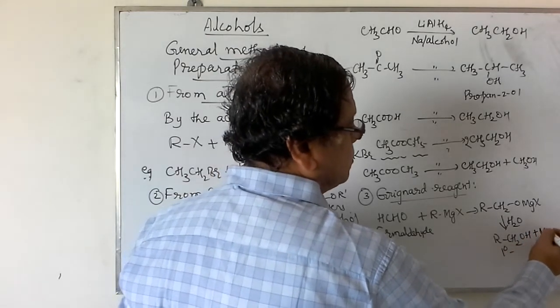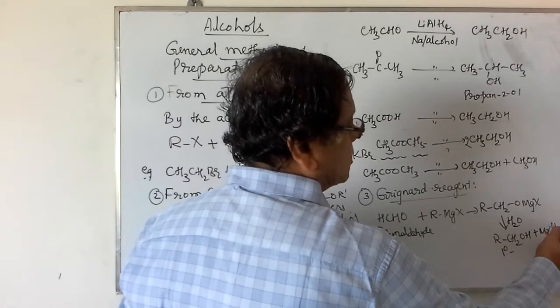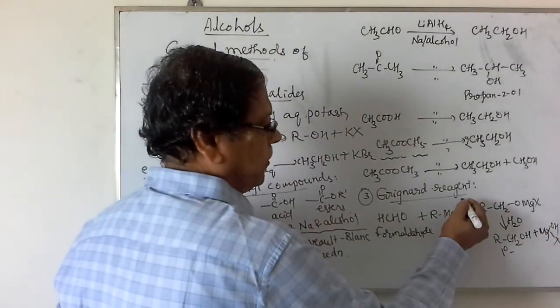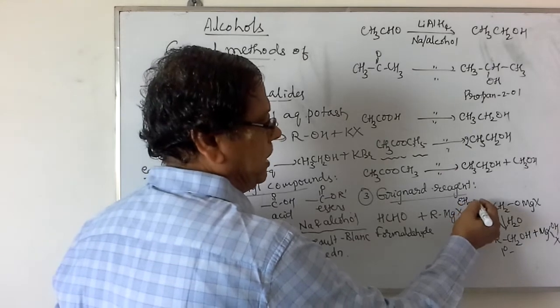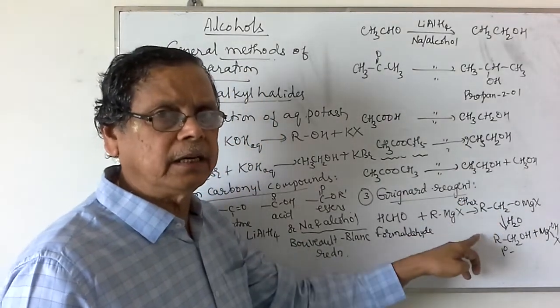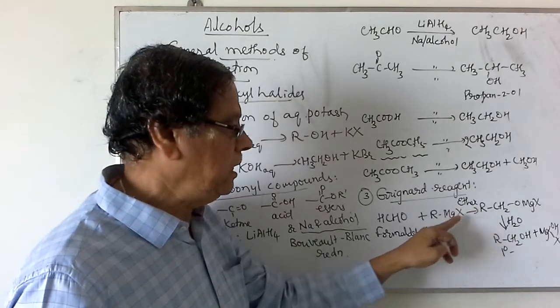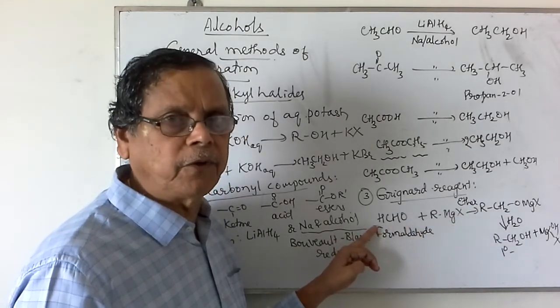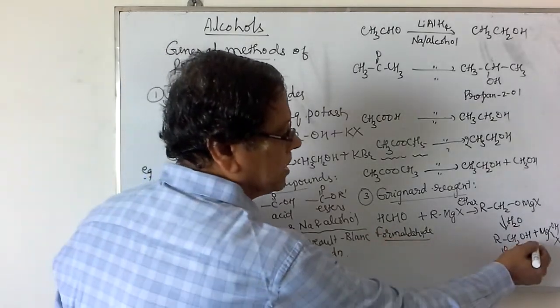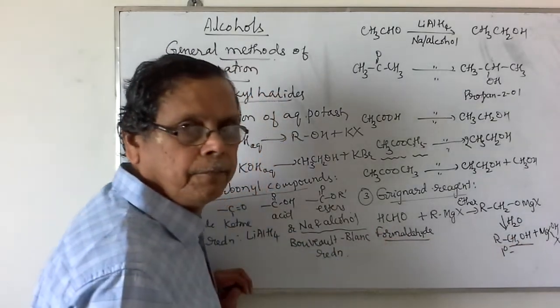Along with this, MgOHX is formed. The reaction is first carried out in dry ether medium, because the Grignard reagent is soluble in ether, and only in the ethereal solution will it undergo reaction with formaldehyde. This HCHO, formaldehyde, will always give rise to primary alcohol.